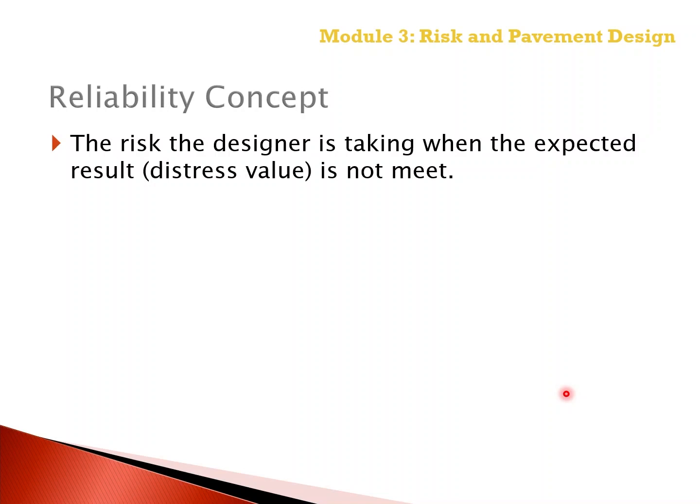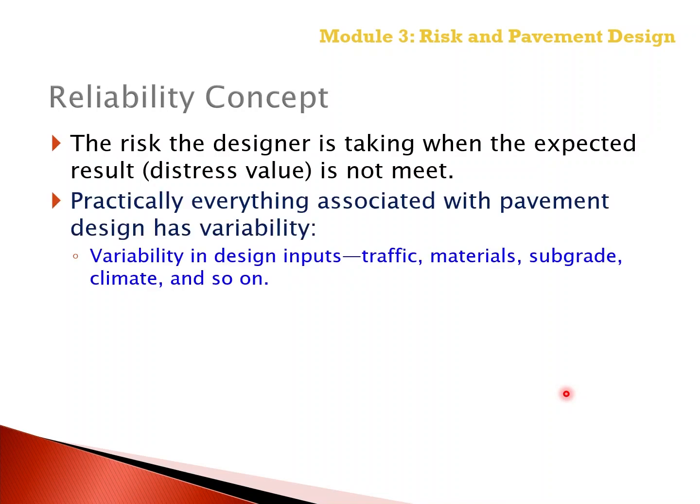The input values of traffic, layer properties, foundation, and climate are just an estimate of the actual value, but the average values are used. So the greater the number of tests to estimate the input value to determine the average, the closer that estimate becomes to the actual or true value of the input variable. So the more tests you do, the better the estimate of the average across the board. And we know that practically everything varies associated with pavement design. Everything has variability. There's variability in traffic, materials, subgrade, climate, and other variables.